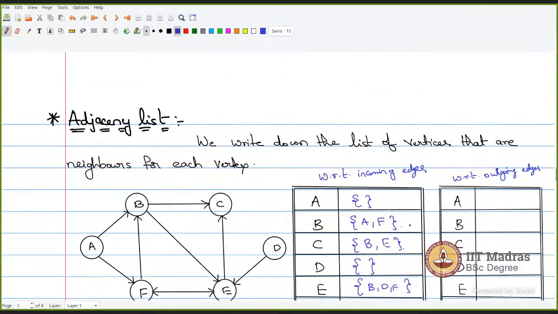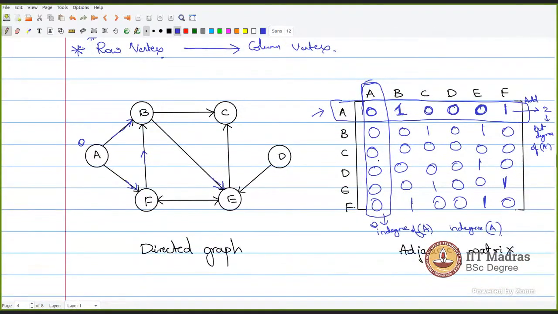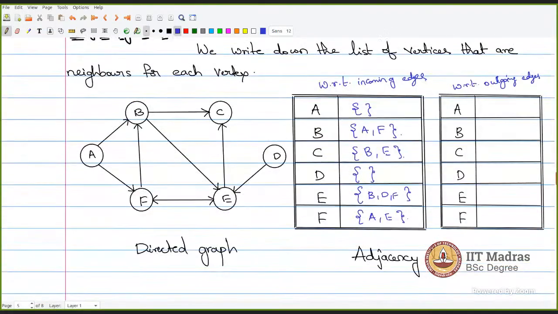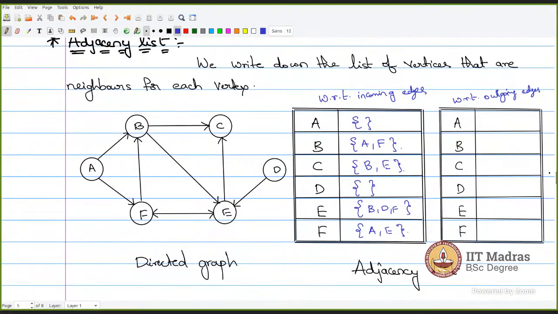See, from the matrix here, if I ask you, is there a directed edge from B to C? You just have to scan the Bth row, Cth column. Just this entry, you just need to scan. When it comes to the adjacency list, if I ask you, is there an edge from B to C? Let us compute the list first, with respect to outgoing edges.